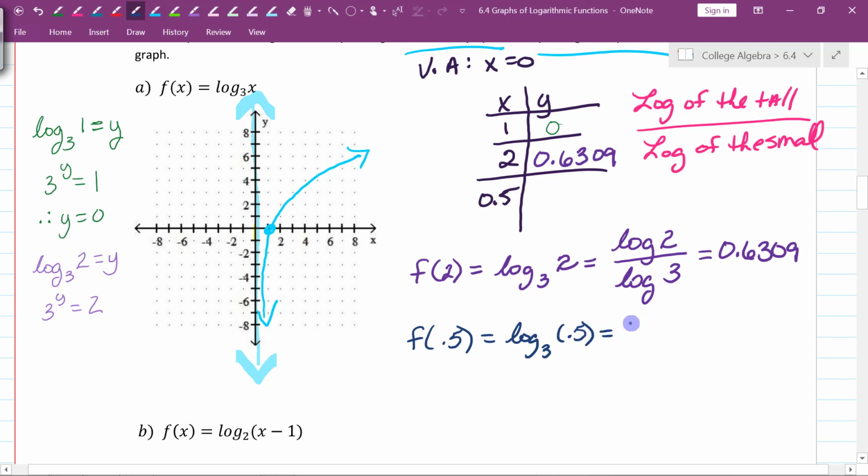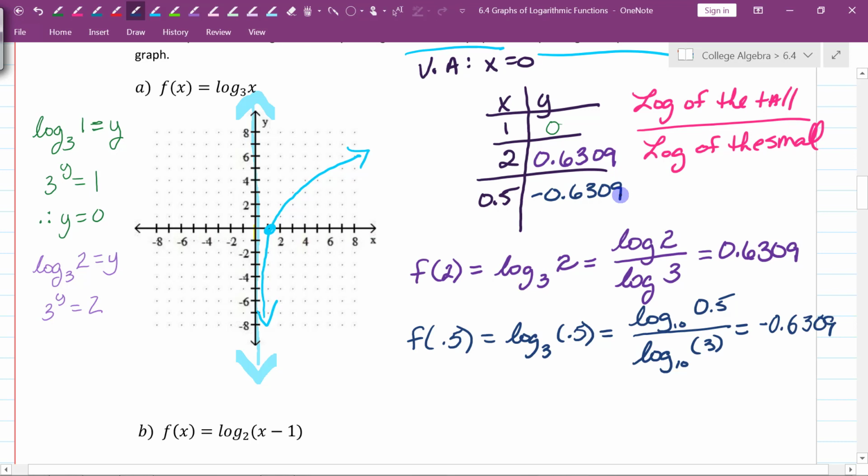And that is going to be equal to the log base 10 of 0.5 divided by log base 10 of 3. Okay, so I'm converting to a common base, and it's going to be the log of the tall divided by the log of the small. And again, when you put this in your calculator, you will get negative 0.6309. Very similar to the other, but it's a negative. So make sure you practice that on your calculator so you know how to do that.